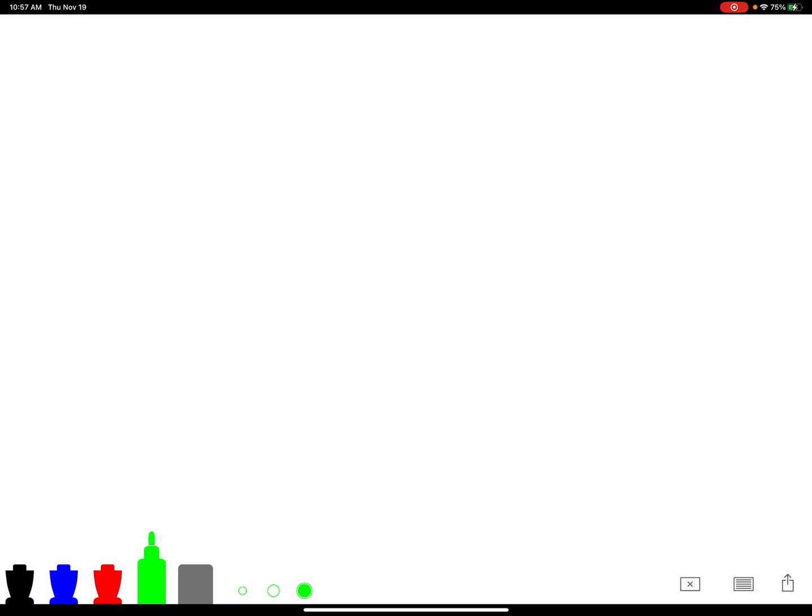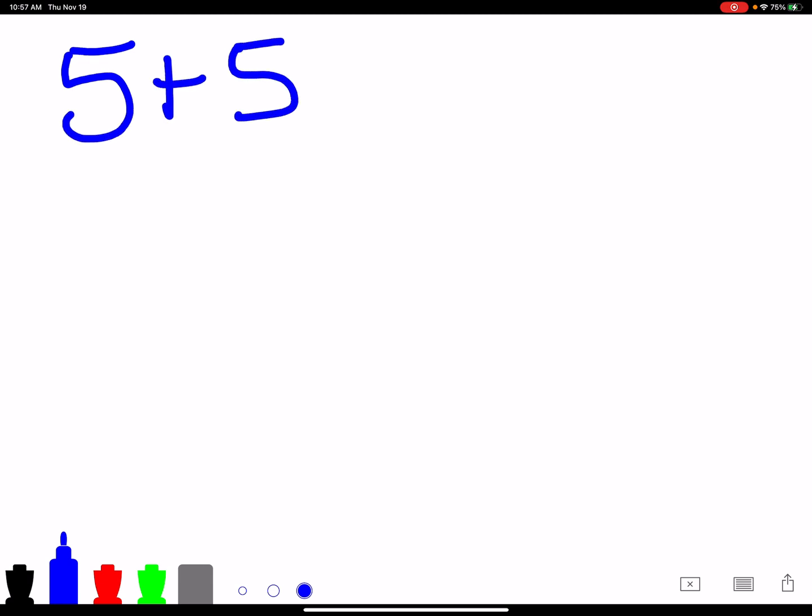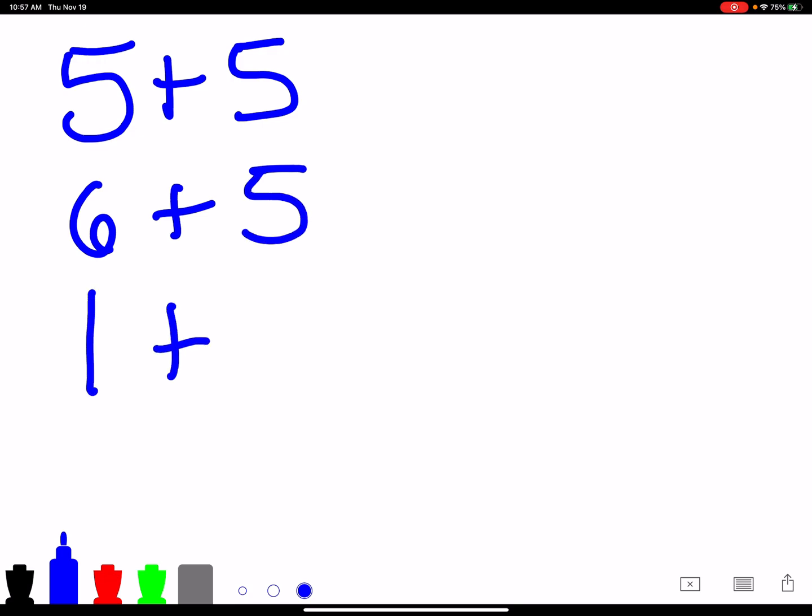Okay, awesome. So now let's do another example that we can check to make sure that our sum is equal to 10. So we have these addition equations. We have 5 plus 5, we have 6 plus 5, and then we have 1 plus 9. So we are going to check to make sure if those answers equal 10.